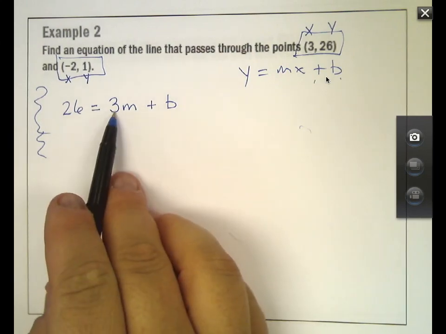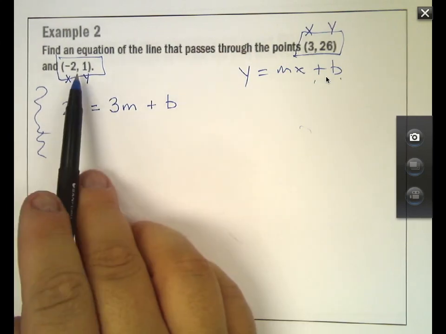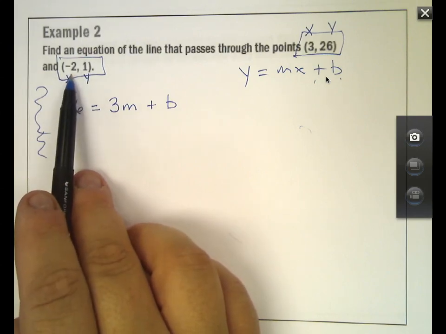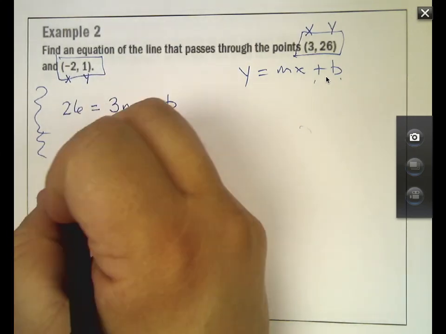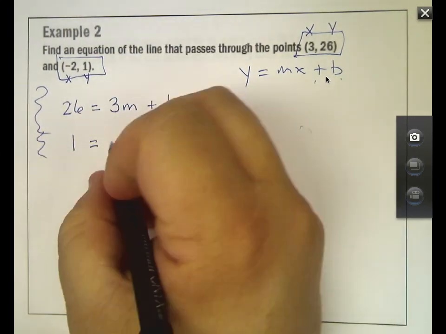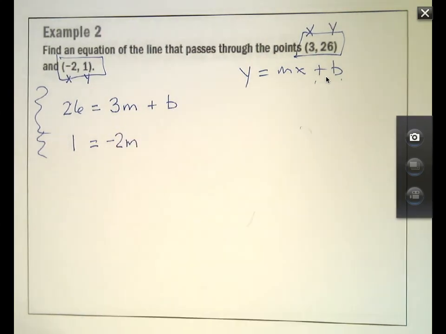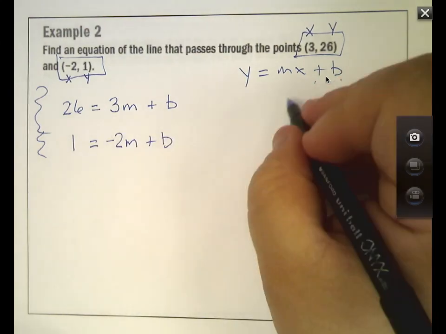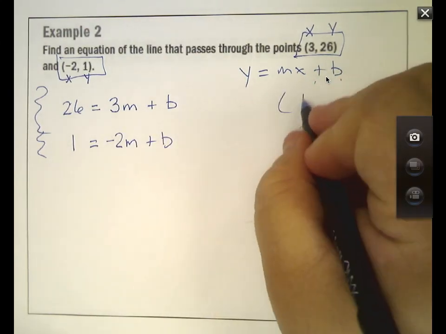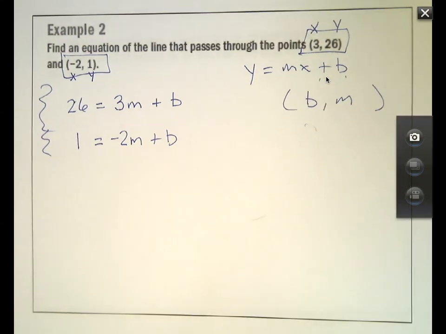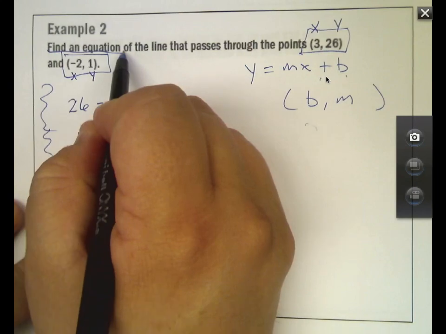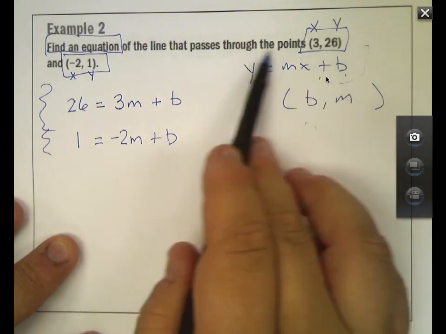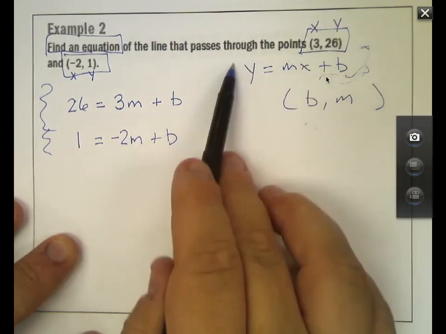Okay? That's my x value. This is my y value. Going to do the same thing with the second coordinate point. My y is 1 equals my x times m plus b. Now, I have my two unknowns, okay? If you wanted to, the coordinate point could be b, comma, m, okay? But what we're actually trying to do is find the equation. So after we find B and M, we're going to plug it back into this equation to find my equation that passes through both points.